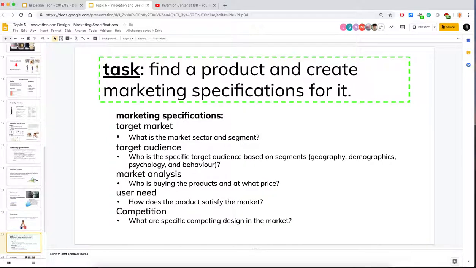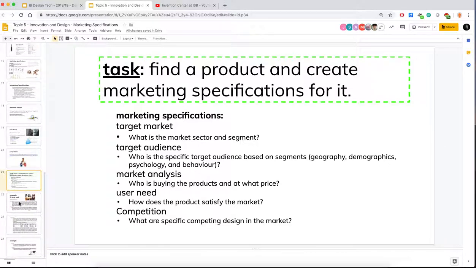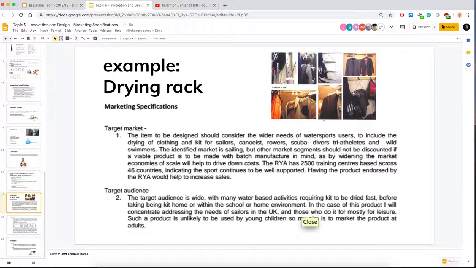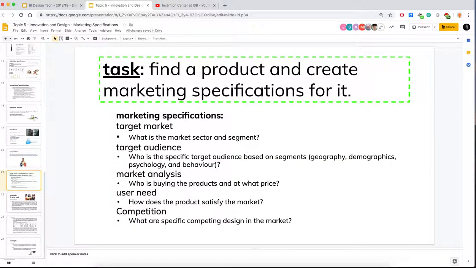Okay, so what I want you to do, and I'll pause this, there are other examples on this slideshow. But what I want you to do on a whiteboard is find a product and either create or find its marketing specifications. These are the questions that you'll use to try to answer that. Pick a product, any product, sketch it out on the whiteboard, and try to create or find those marketing specifications. Got it?